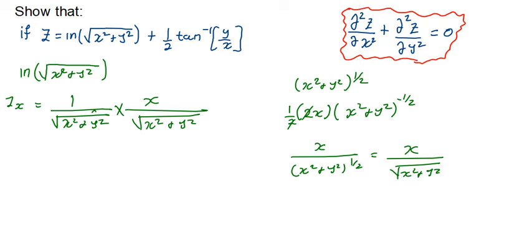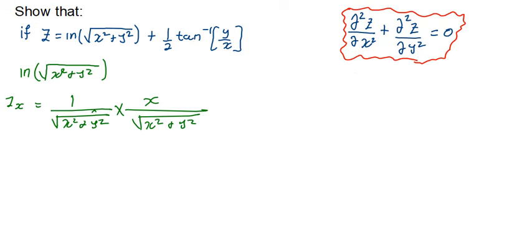And what I come to find is that my first derivative is simply x over, multiplying these two, x squared plus y squared. And this is just the first derivative. We have to find the second partial derivative. We can use the quotient rule here. So my u is simply x there, then my v is equal to the denominator, which is x squared plus y squared.